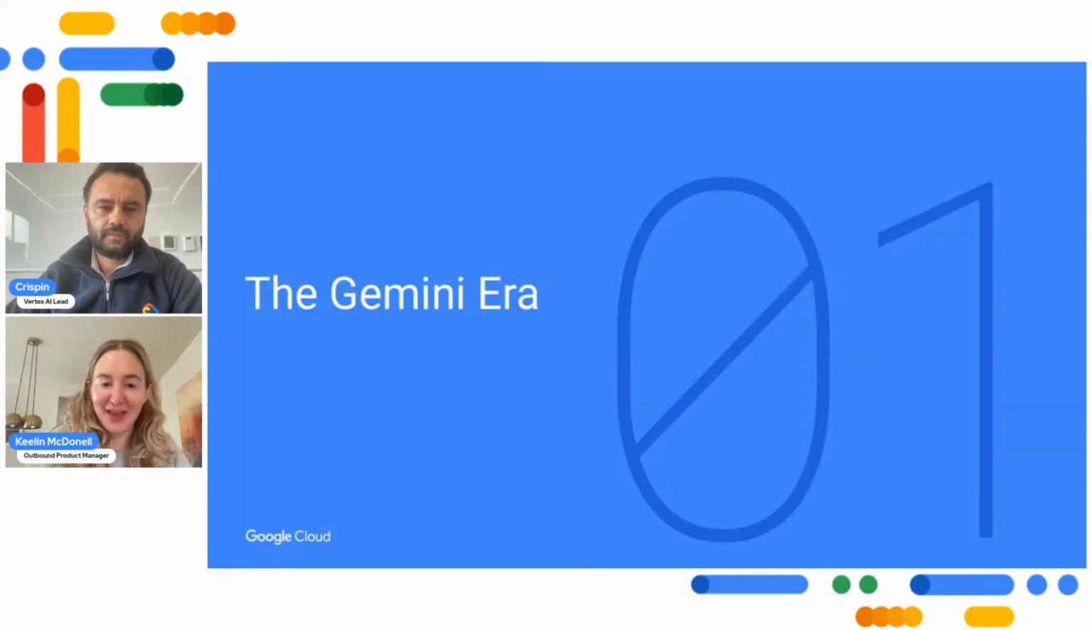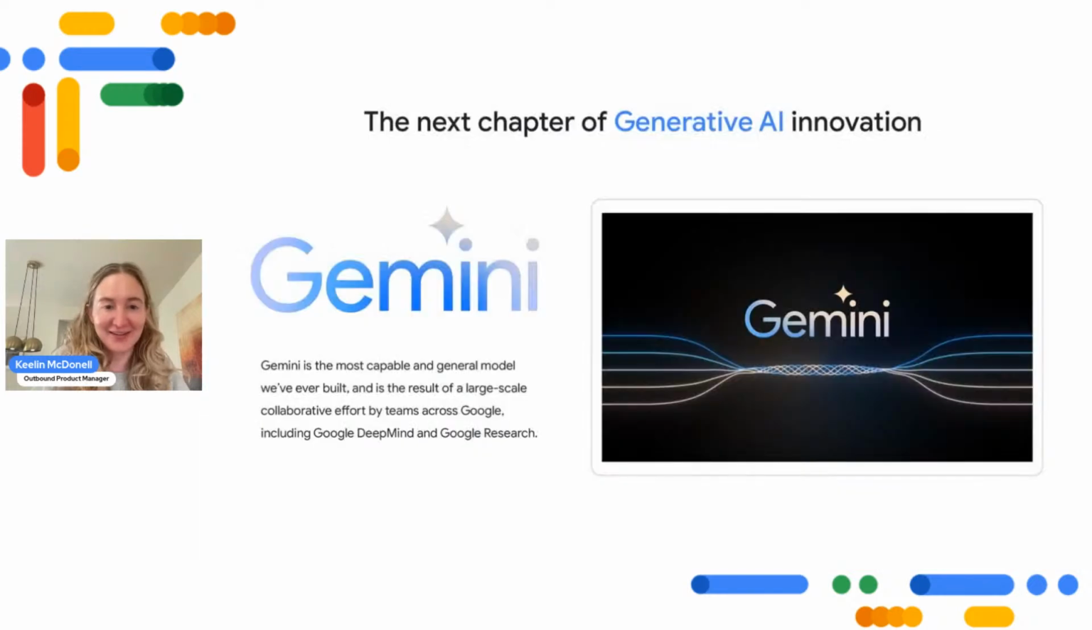All right, so with that, let's get right into the Gemini era. I'm sure many of you probably heard the announcements over the last few weeks. We at Google are very excited to announce our Gemini model here. And this is really for us the next chapter of Gen AI innovation. This is our most capable, most general model, multimodal, and a large-scale collaboration across many different teams in the AI space at Google, including Google DeepMind and Google Research. Super excited to make this available both in some of our consumer products like Bard and Pixel, and for you developers through APIs on cloud, which we'll be talking about today.